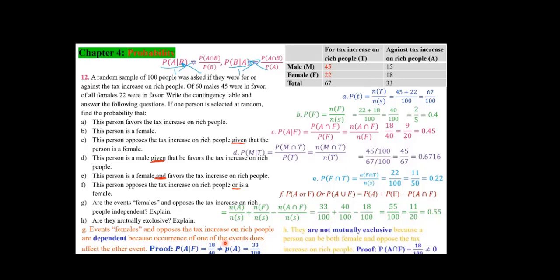So probability of A intersection F. Look at the A column. Look at the F row. It's 18, 18 out of 100. If it is 0, they are mutually exclusive. Since it's not, they are not mutually exclusive.